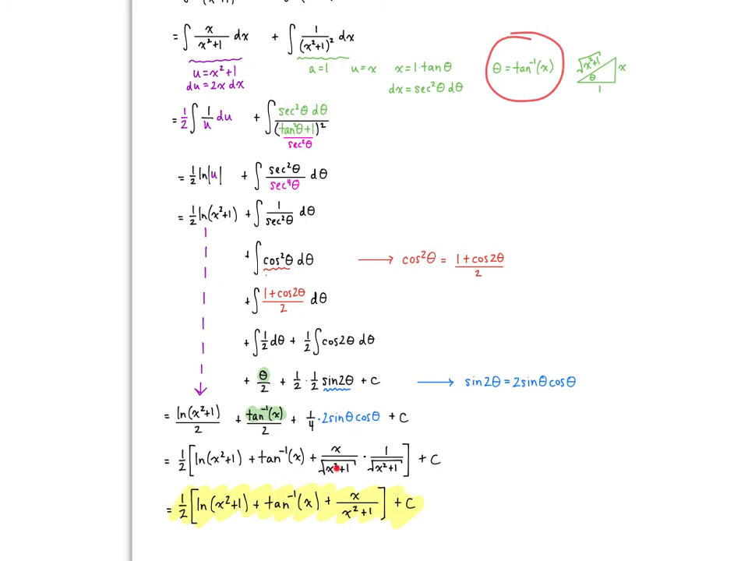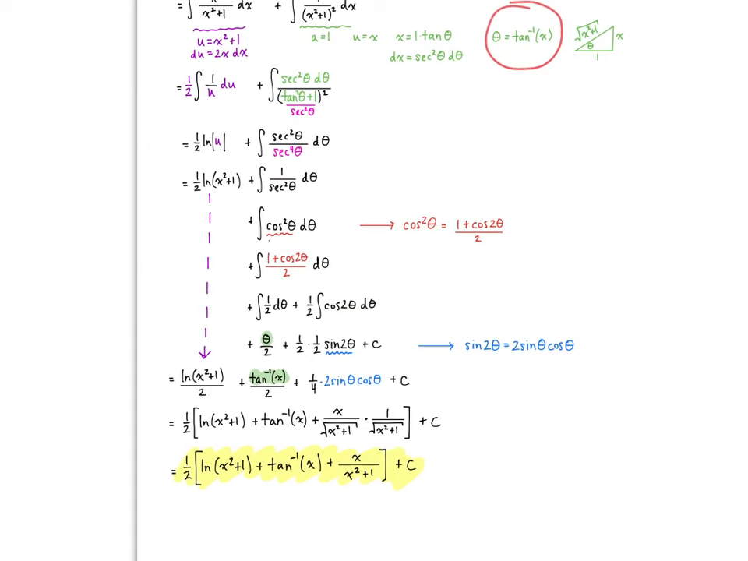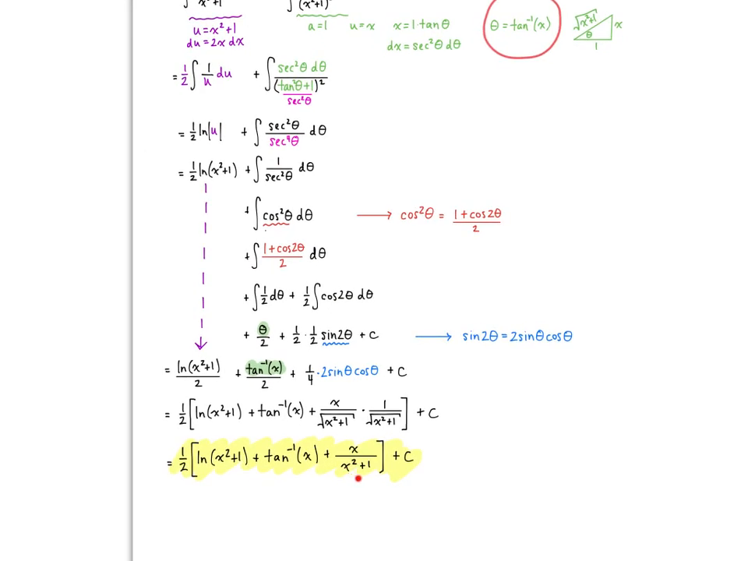Now sine of theta, this is where we're going to use our triangle up above. Sine is opposite over hypotenuse, so x over the square root of x squared plus 1. The cosine of theta is adjacent over hypotenuse, so 1 over the square root of x squared plus 1, plus c. Now we're just going to clean this part up. The square root of x squared plus 1 times the square root of x squared plus 1 just leaves us with a denominator of x squared plus 1. And here we have our final answer.